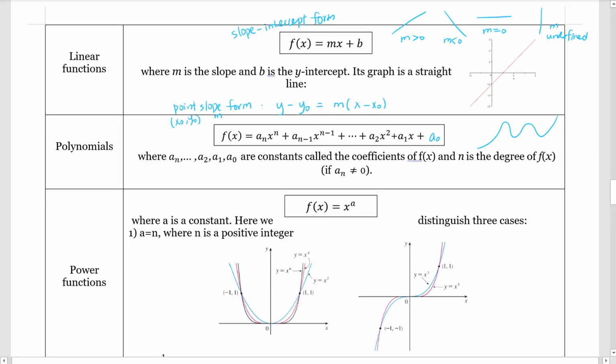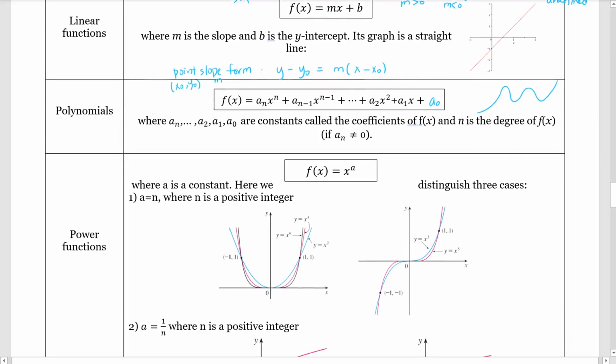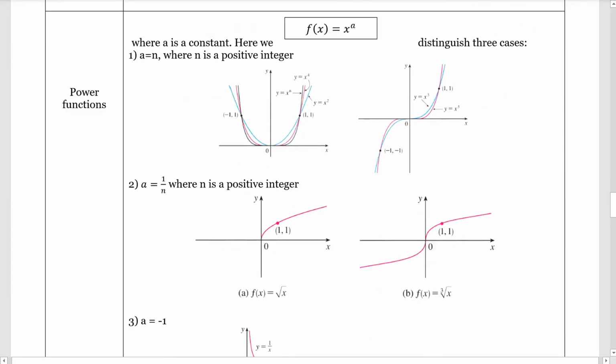Next, power functions. If we have x to the power of a, depending on the value of a, we have different cases. First, when a is a positive integer, it depends on whether the integer is even or odd. If n is an even integer, it's like x squared, x to the 4th.